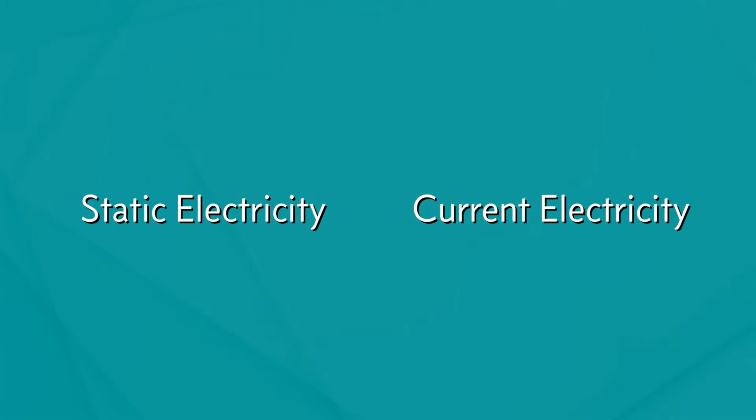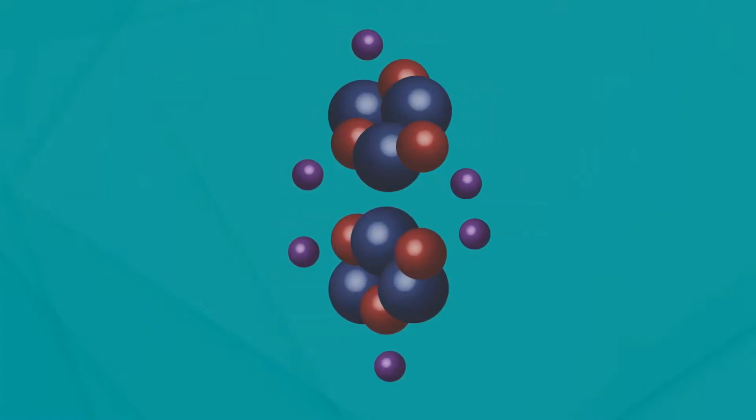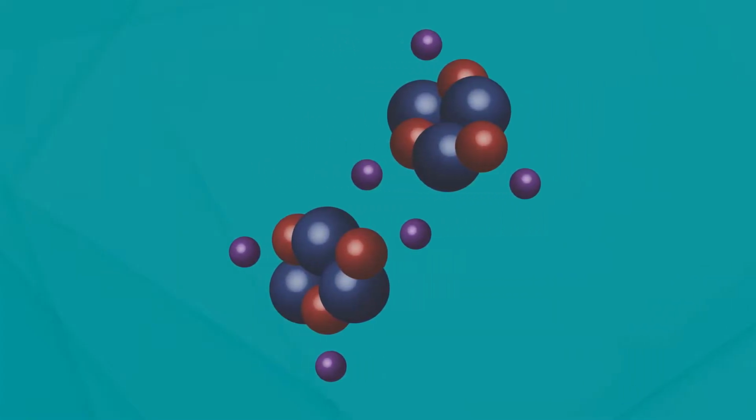Now that we've got the review portion out of the way, let's take a look at the science of electricity. There are two kinds: static and current. Static electricity exists in nature. It's a charge that's not moving and is built up in one place. Static, stationary, like on the surface of something. A lot of the time it happens when two different things are rubbed together.